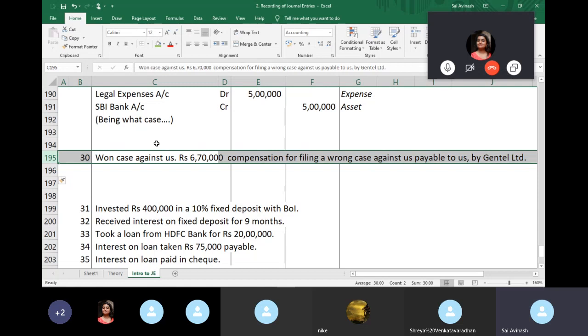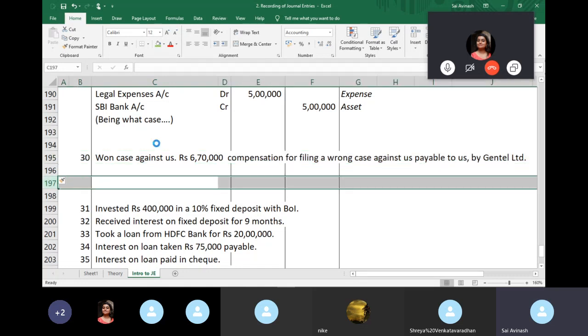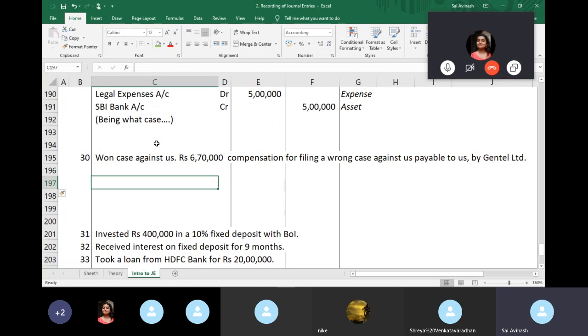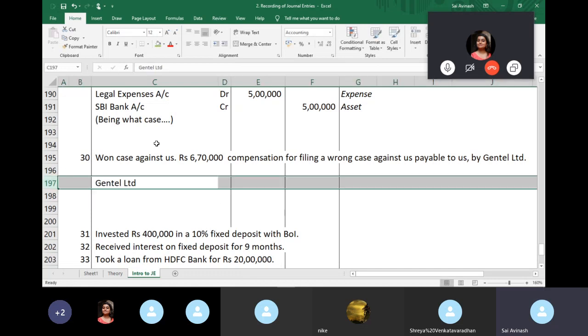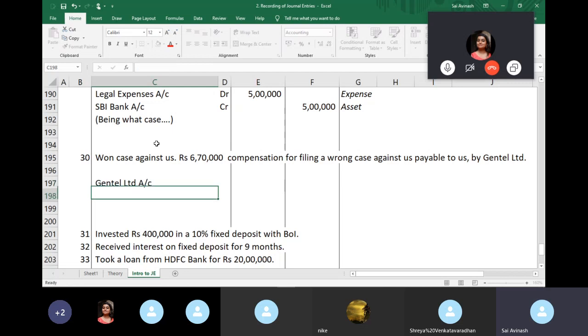And have I received it yet? No. It is payable to me. I have not received it yet. Who has to pay me? Gentle Limited. Okay. So there are two. So I have to identify which accounts are involved. So now there is a party who owes me, right? And what do we call him? We call him a debtor. A debtor is somebody who owes us, right? So Gentle Limited. So this is a sort of case where a debtor is not just somebody who you have made a sale to. A debtor is anybody who owes you money. Okay. So Gentle Limited is a debtor who is an asset, right?